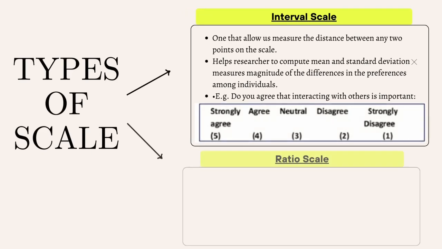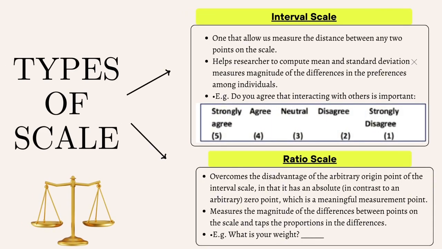The third type of scale is interval scale. It allows us to measure the distance between any 2 points on the scale. It helps researchers to compute mean and standard deviation to measure the magnitude of the differences in the preferences among individuals.